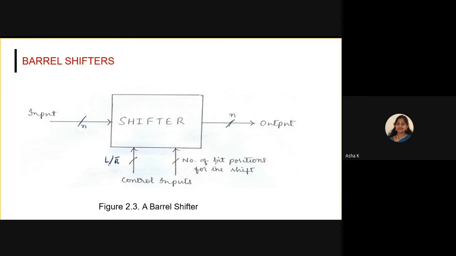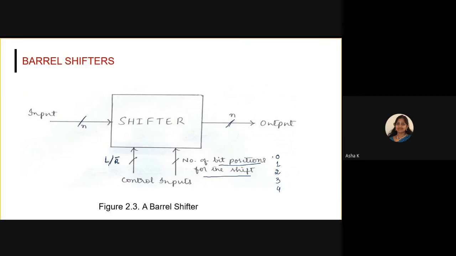And also the number of bit positions for the shift is given by the control signal. How many shift positions do I have to perform, whether only 1 bit position, or 2 bit positions, or 3 bit positions. So whether there is no change, it is 0. I'm not performing any change on the input signal. The input signal is passed as it is to the output side, then the shift is 0.